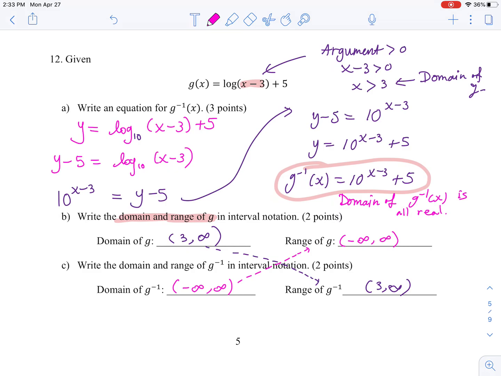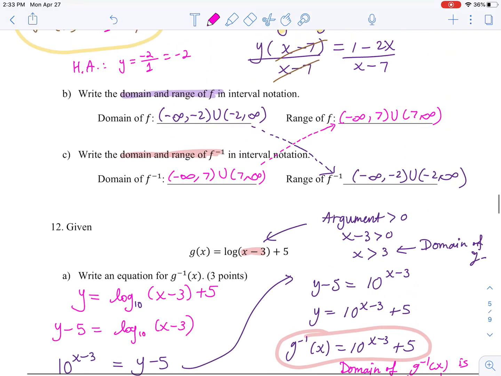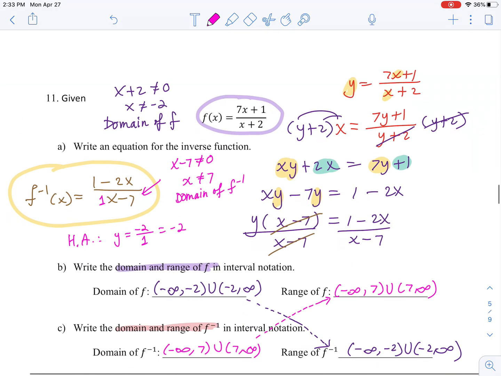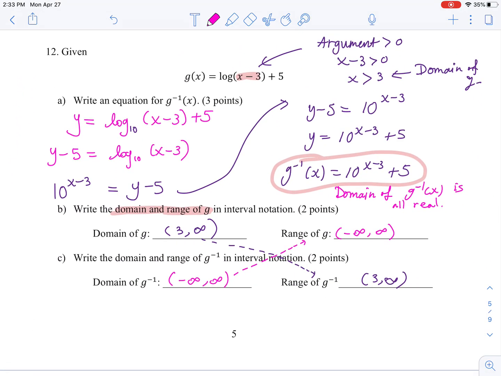All right, that's it for number 11 and 12. Just kind of talking about the idea that the domain of an original is equal to the range of its inverse and the other way around. And I have both types, one rational and one logarithmic function, on your exam, okay?